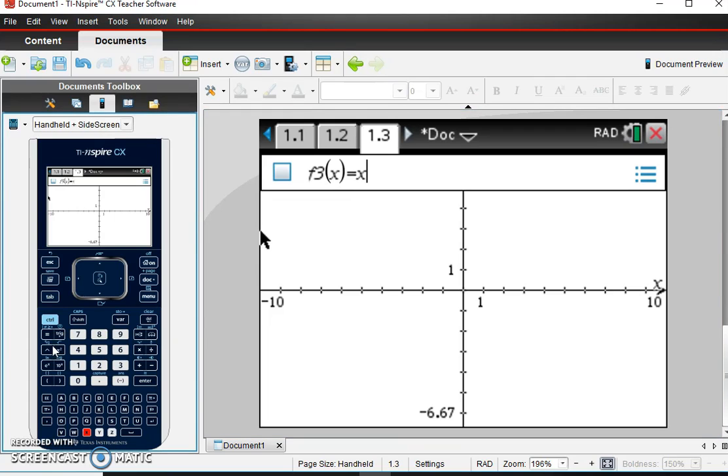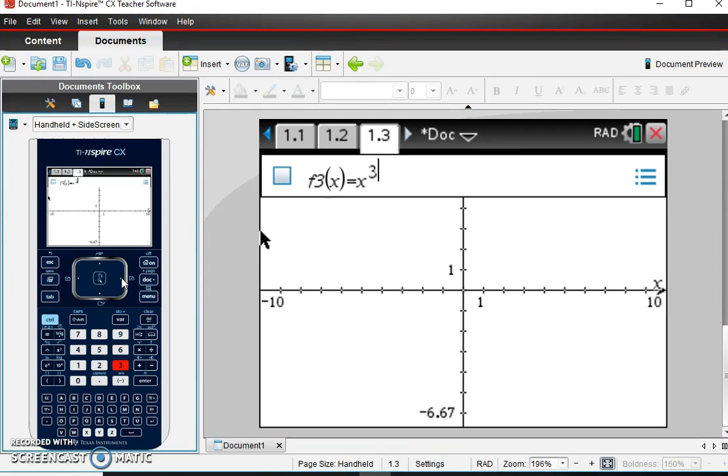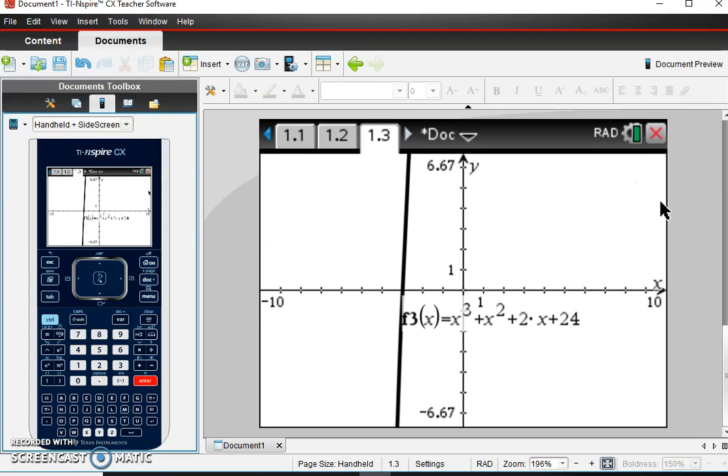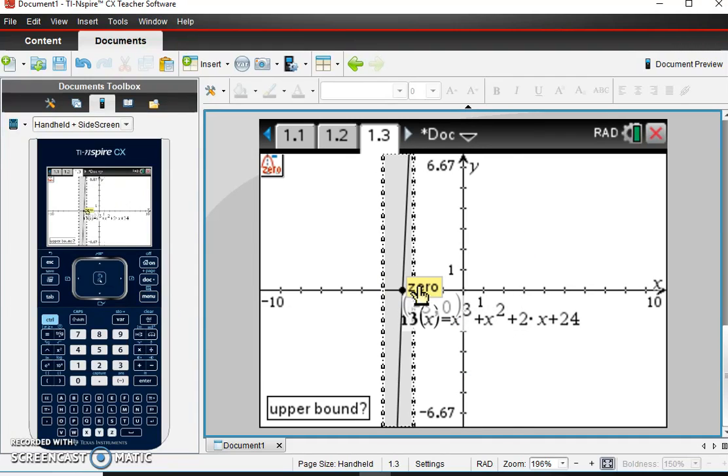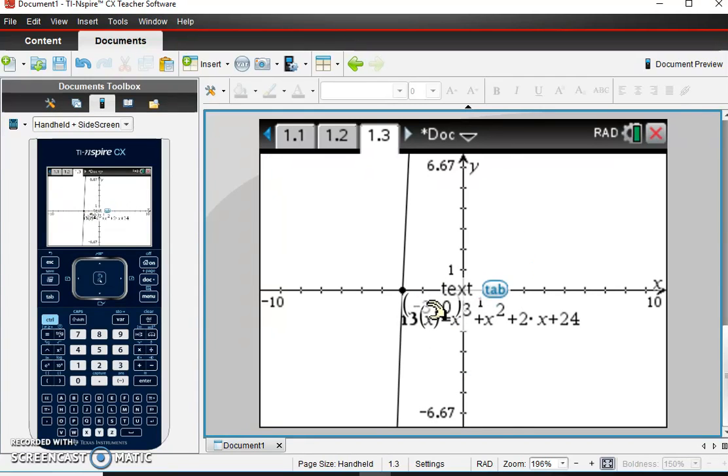So we're going to have x to the third plus x squared plus 2x and plus 24. Okay, so there's my graph. I can't see anything else, but really all I care about is that there's one zero. So that's right here. It looks like it's at -3. I'm going to check it just to make sure, because you never know. So we find that analyze graph zero, and it is at -3.